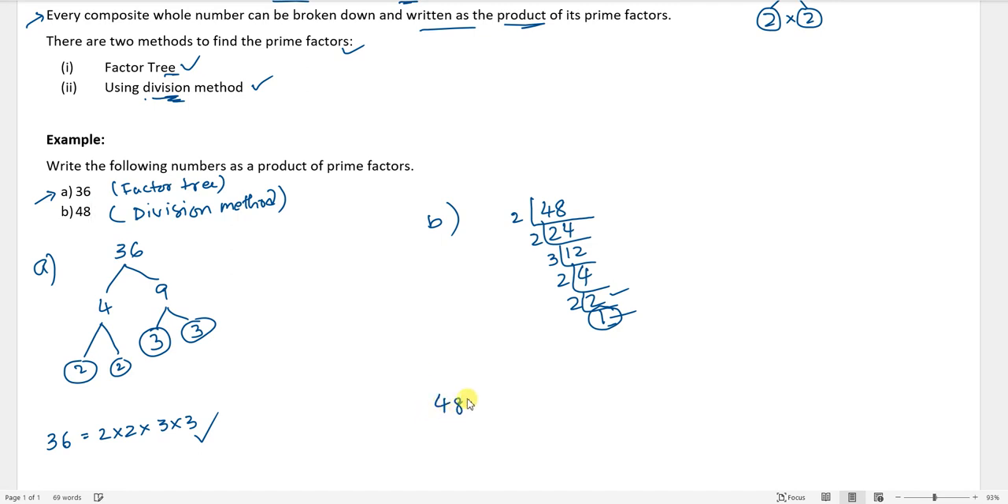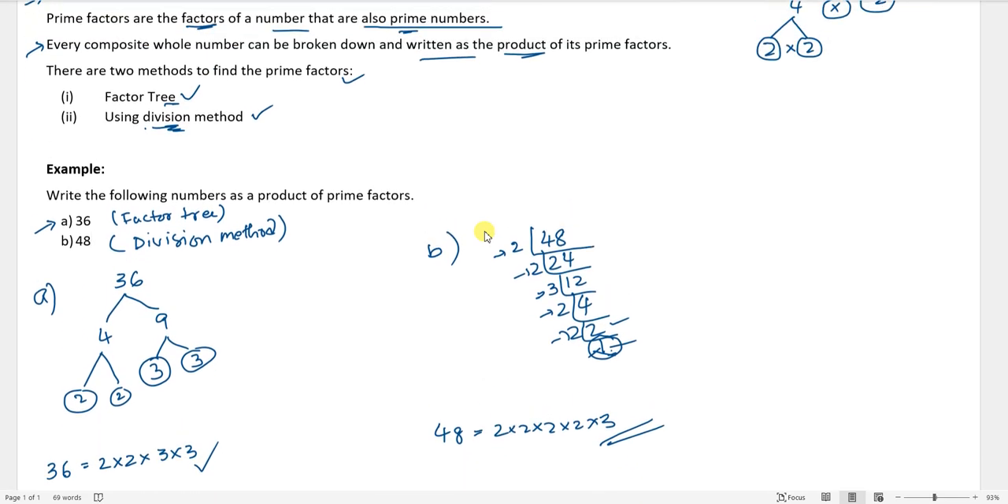So we can write 48 is equal to 2 2 2 2. That means 4 2s. So 2 times 2 times 2 times 2, and the remaining is 3. No need to write the 1. So that's the answer. It's very easy.